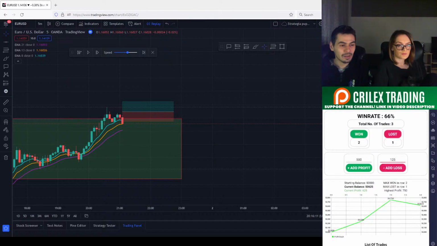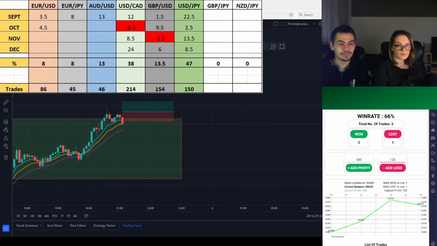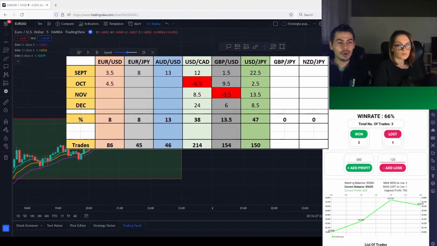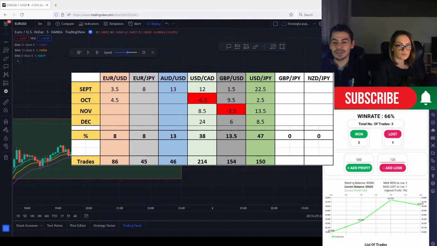Just wait 1 second. I will just add the current backtesting results from all the trades that we took. Okay, so as you can see here, these are the pairs that we backtested. We chose to do from September to December previous year.